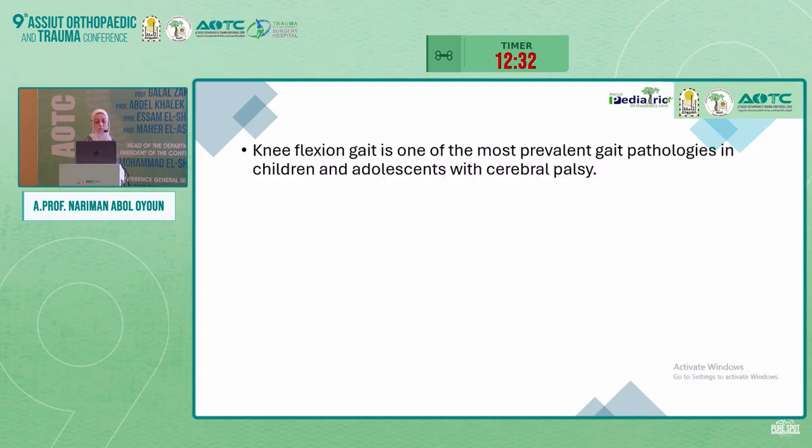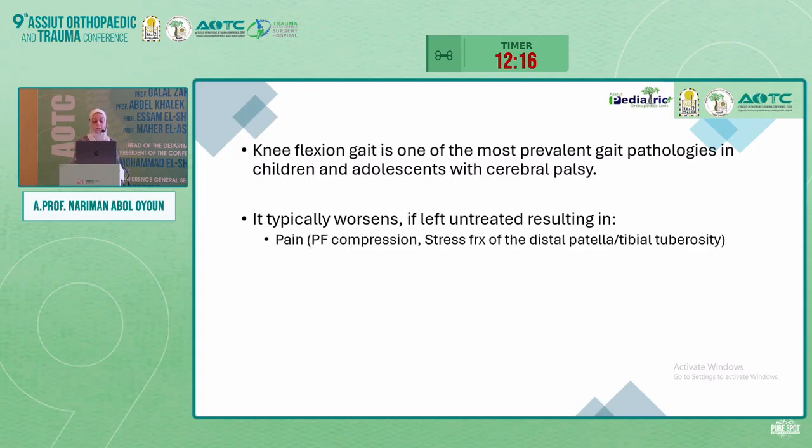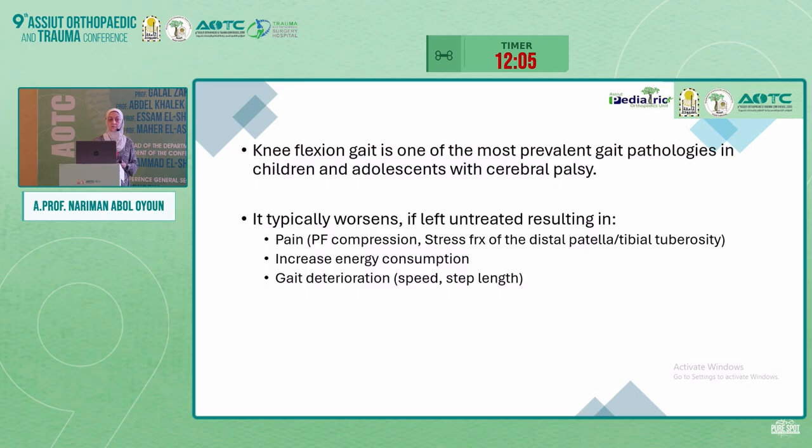Knee flexion gait is one of the most prevalent gait pathologies in children and adolescents with cerebral palsy. Of course, there's the stiff knee gait, there's the recurvatum knee gait, but the flexion knee gait is one of the most common. It typically worsens if left untreated because it causes pain, and that is a major problem. It increases energy consumption. It decreases the gait speed and cadence and step length.